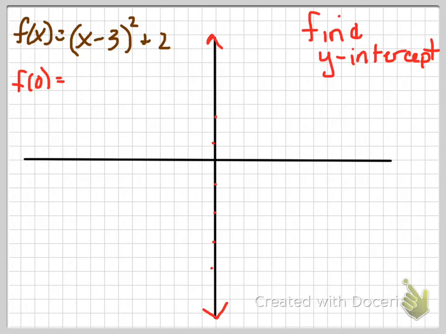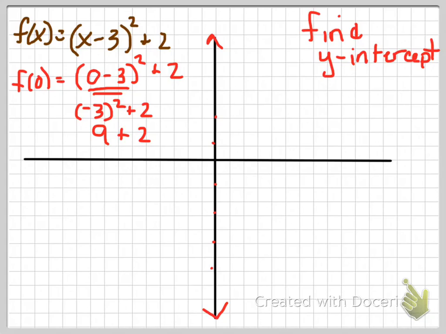And we can do that by hand. We'll do that first. We can also use the calculator, but to do it by hand, substitute 0 in: 0 minus 3 squared plus 2 would be our y-intercept. Following our order of operations, we need to remember to do the inside of the parentheses first. That's negative 3 squared plus 2. And again, keeping in mind our order of operations, that's 9 plus 2 is 11. So our y-intercept for this function would be 0, 11.